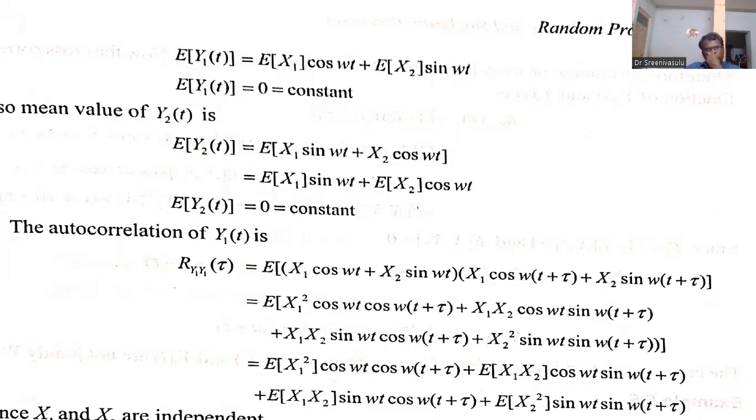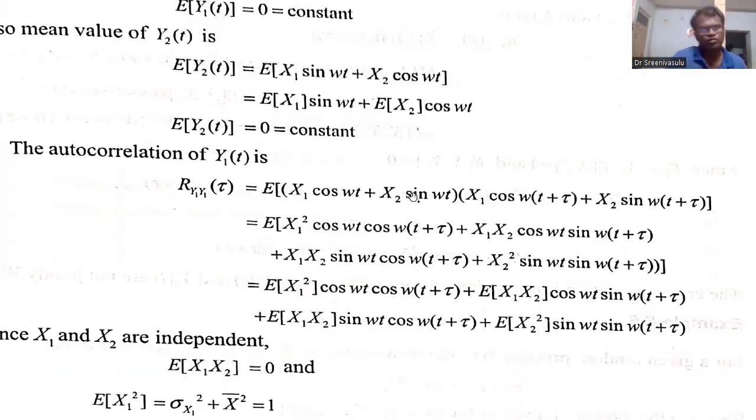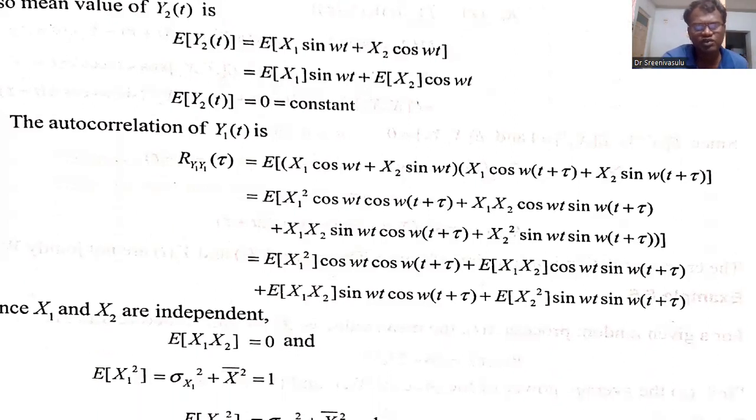So this term is also going to be 0. It is about the individual mean value. Now, if we calculate the autocorrelation of y1 of t, the formula is the expected value of y1 of t into y1 of t plus tau.